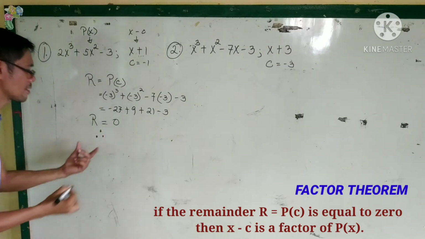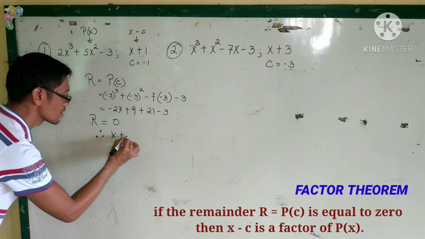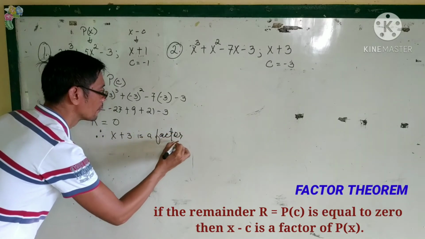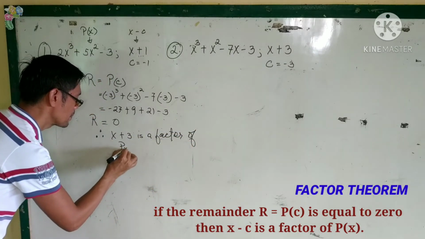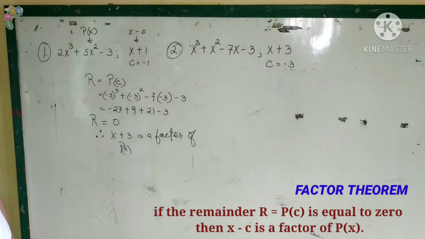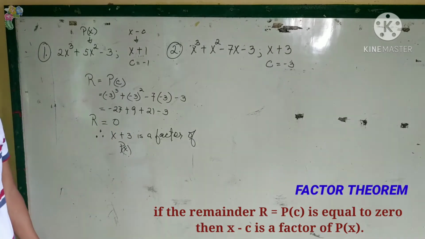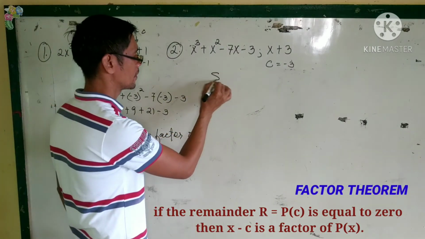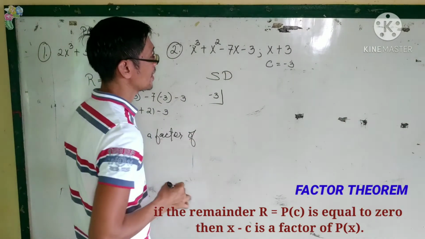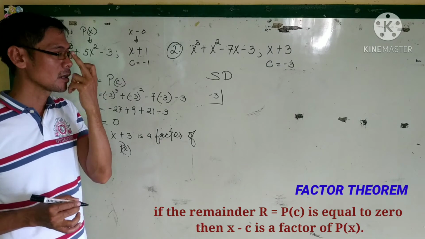Therefore, so this is the symbol for therefore, no? Our x plus 3 is a factor of the given p of x, which is x cubed plus x squared minus 7x minus 3, since the remainder is equal to 0. Okay, using the synthetic division, let us see. So our c is negative 3. So negative 3, this is also a way to check whether the remainder theorem is really correct.